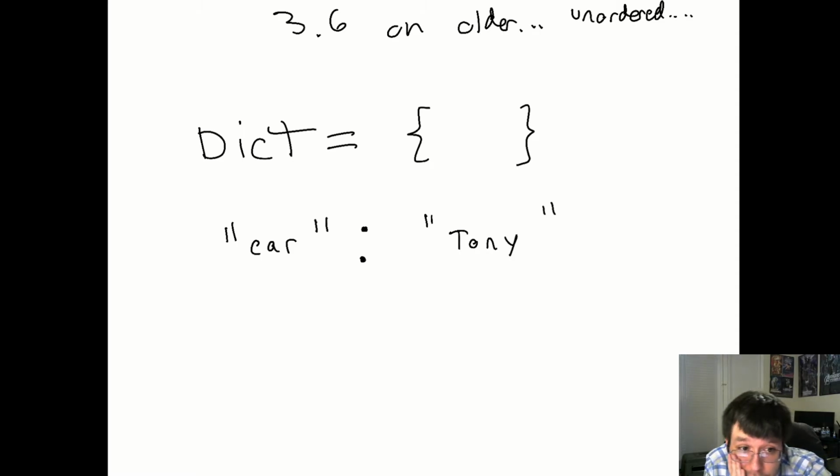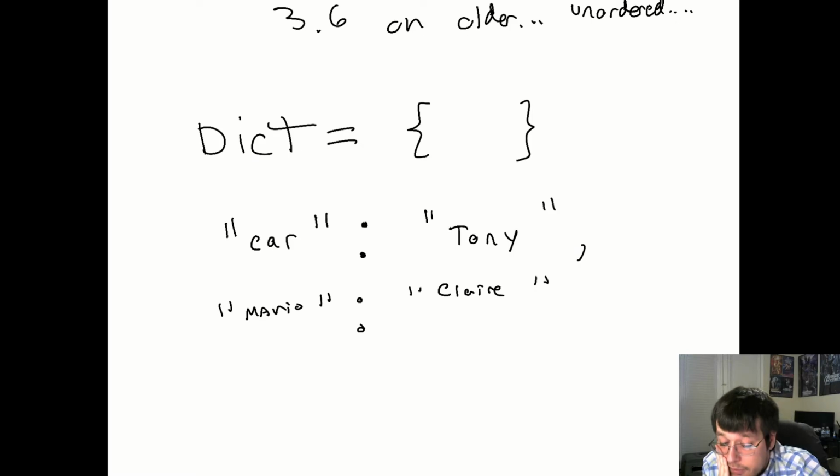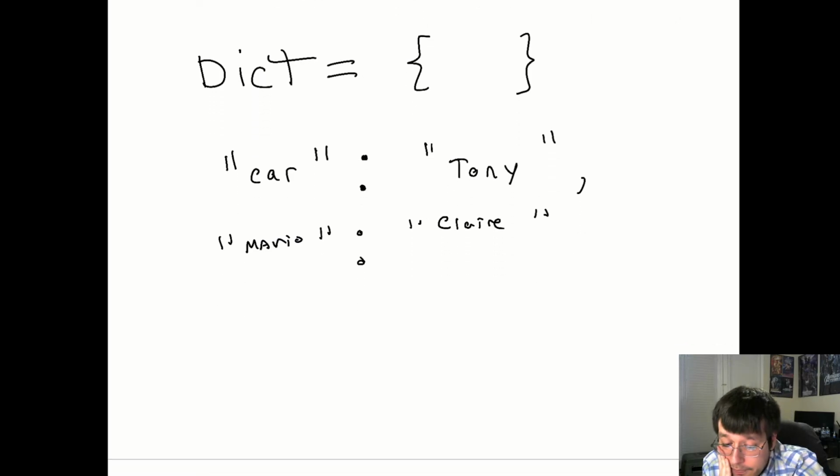Yeah, that's pretty much it. If you want to put multiples, you comma separate them. So let's say that we have somebody's other username, which is like Mario. And their real name is Claire. Come on, I'm just coming up with names as they come.